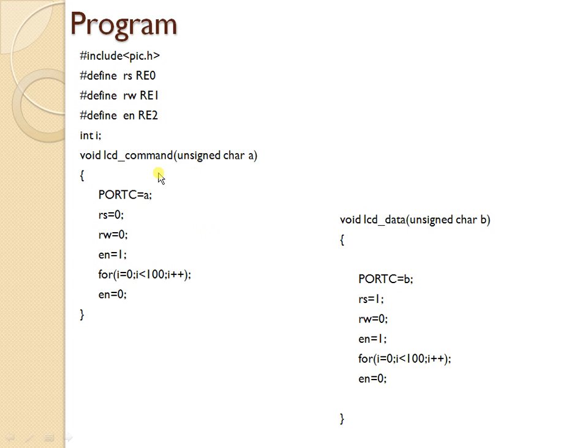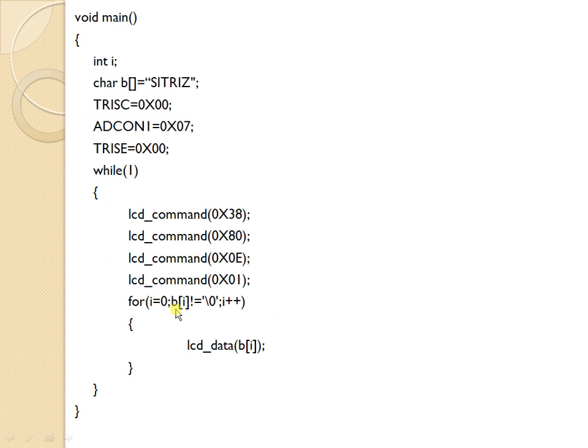And I'm using 2 functions here. One is my data function, which places data onto the data pins, and the other one is the command function, which places a command onto the data pins. Now let us see the main function first.